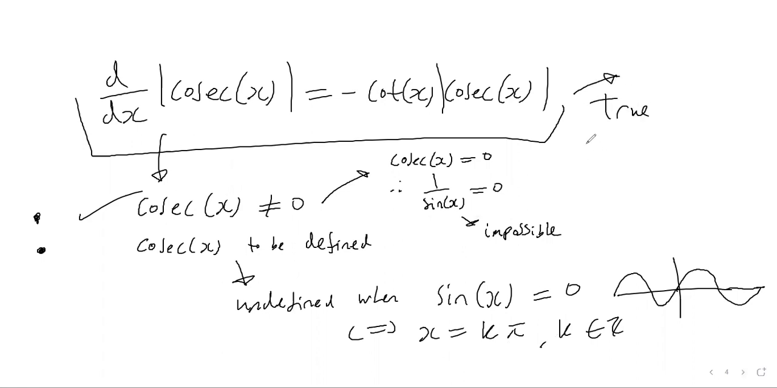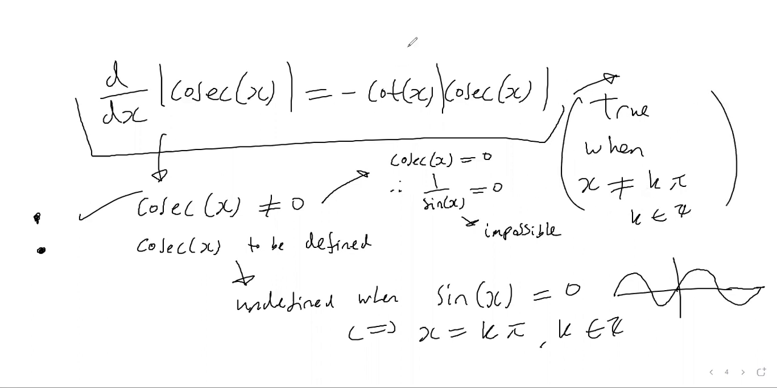So therefore, this is true. Sorry, let me write that again. So it's true when x does not equal k pi, where k is an integer. But for all other values of x in the real numbers, this derivative will hold true. So yeah, that concludes today's video.